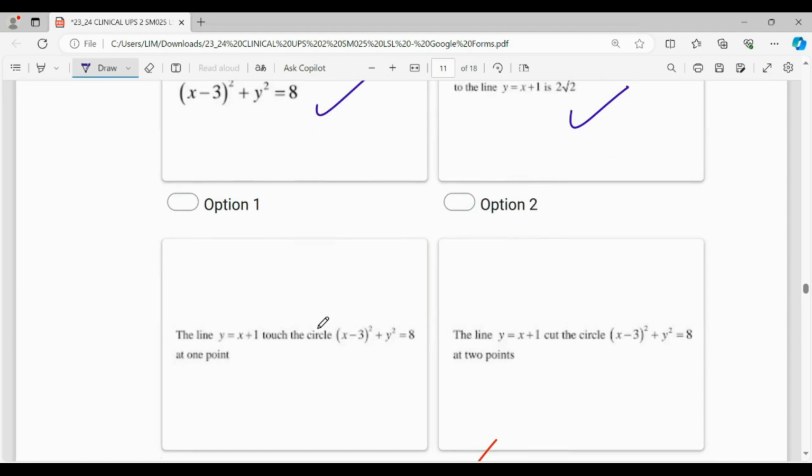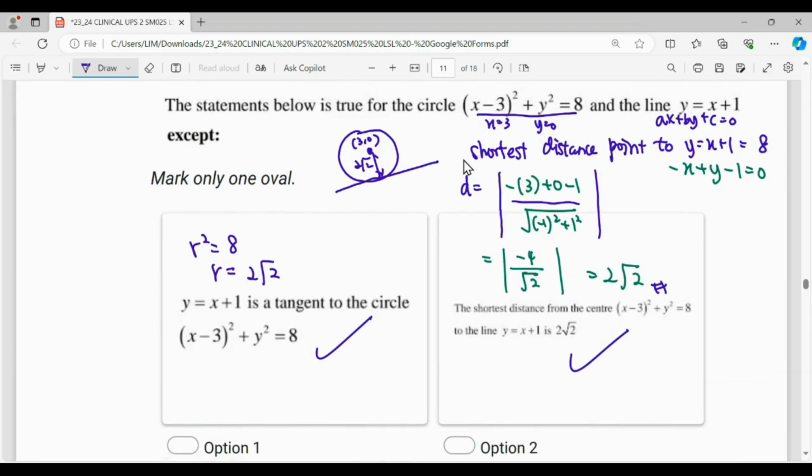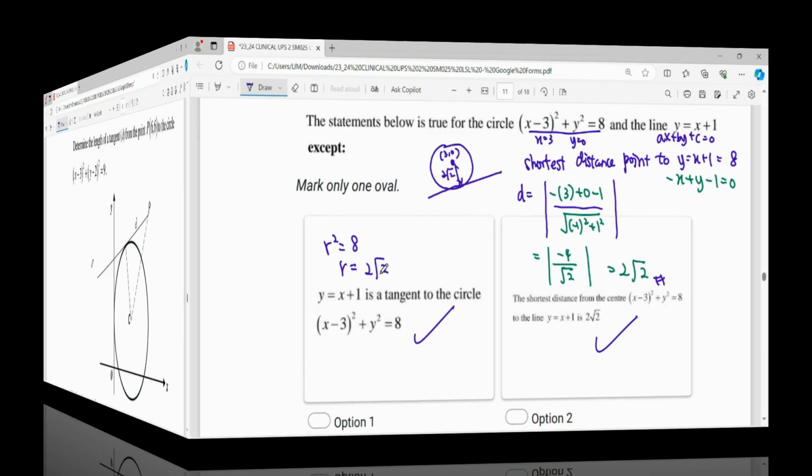And then the line is touching. When you're touching, it is considered a tangent. So the statement that the line cuts is wrong. When you cut, you will have the distance shorter than your radius. When the line cuts in, your shortest distance will be less than your radius.